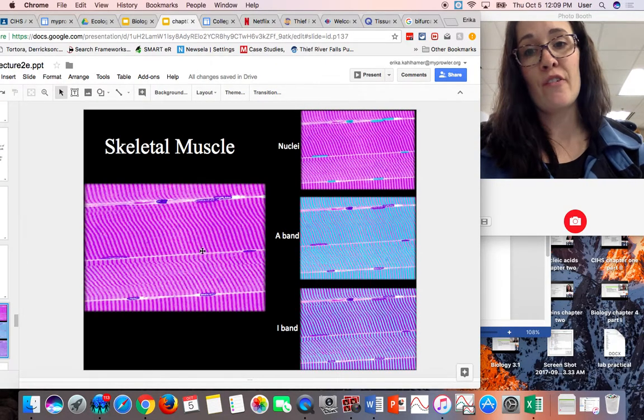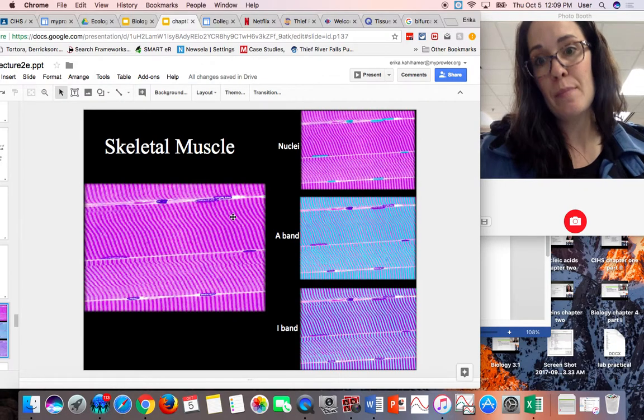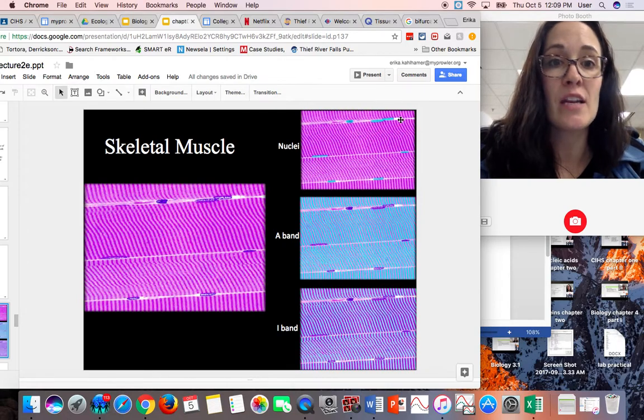Here is what it looks like underneath the microscope. So there you can see the striations, the dark and light bandings, and then this is showing you in green where the nuclei are located.